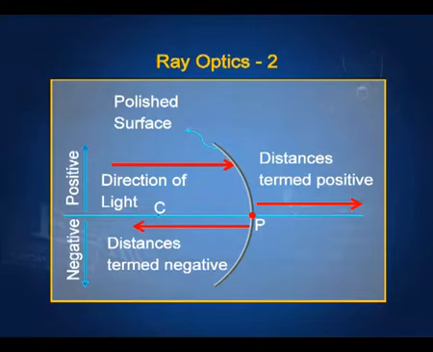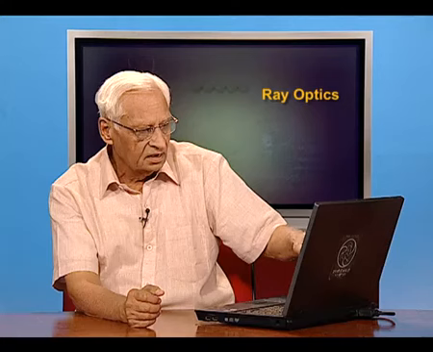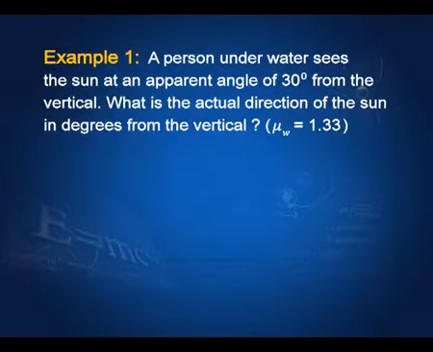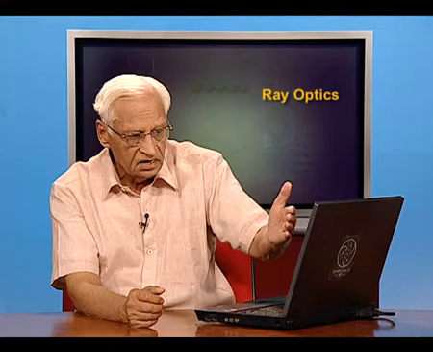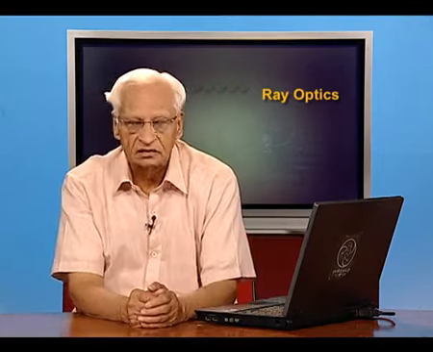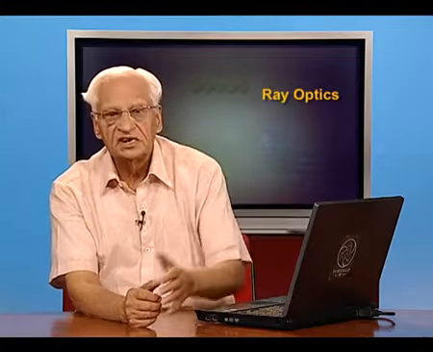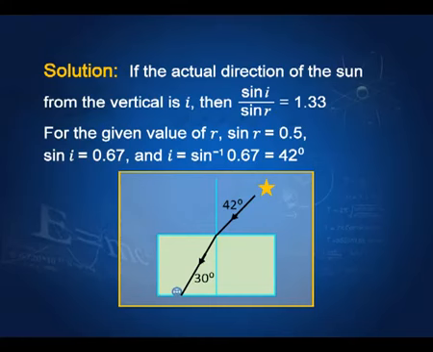And we start with one of the examples. A person underwater sees the sun at an apparent angle. Apparent angle is the one that the person sees at an angle of 30 degrees from the vertical. What is the actual direction of the sun in degrees from the vertical? The light is going to suffer refraction as it enters water. So, I have tried to show the actual direction of the sun and then the bent ray which reaches the person. It is very simple.